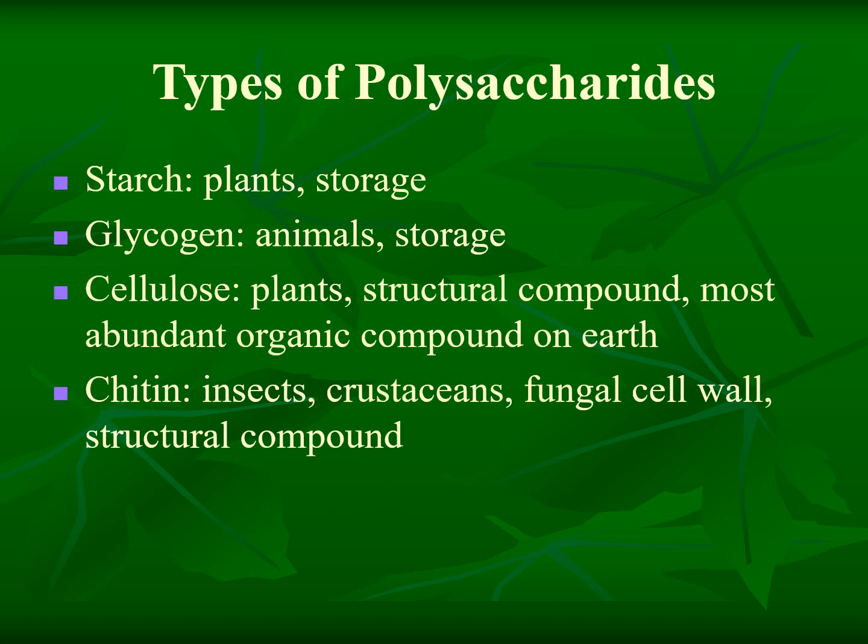Some of your different types of polysaccharides. Starch. This is found in plants as a storage mechanism. Starch is essentially long chains of glucose. So as the plant makes more glucose, it just keeps adding another glucose at the end of the chain. If it needs glucose, then it can just start breaking it off the chain.